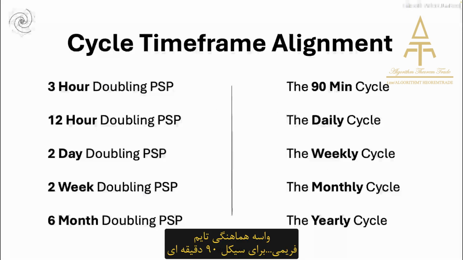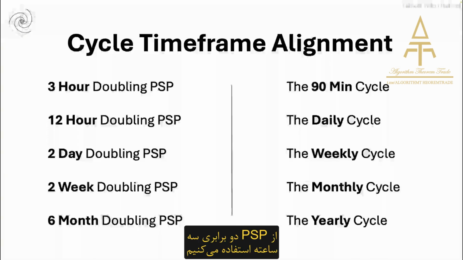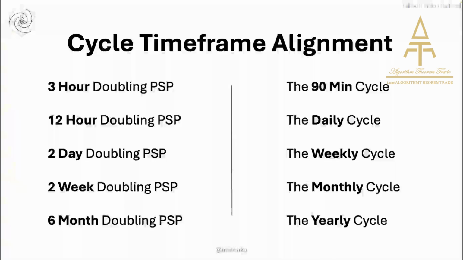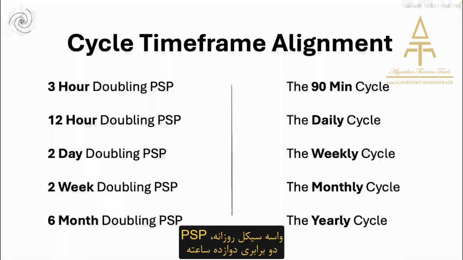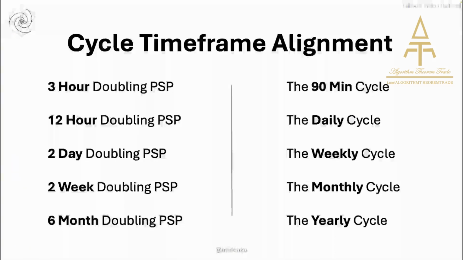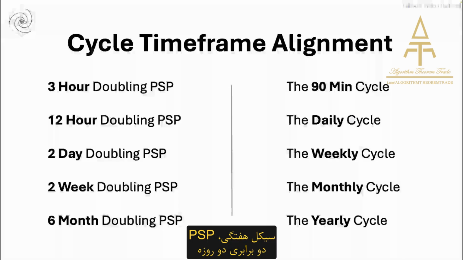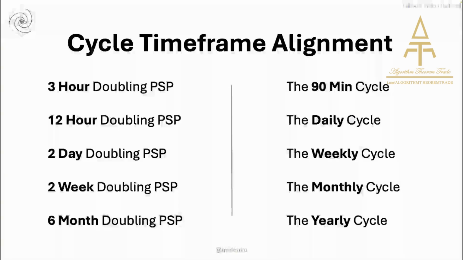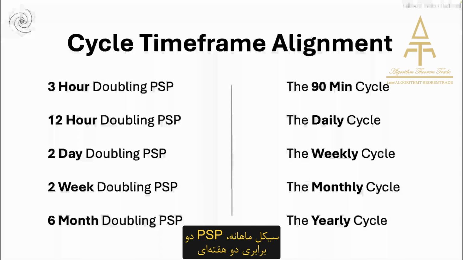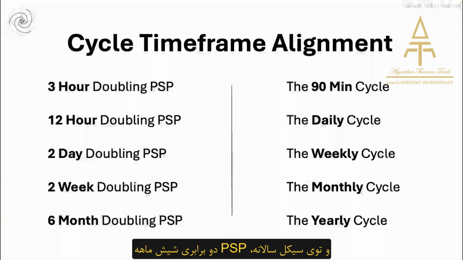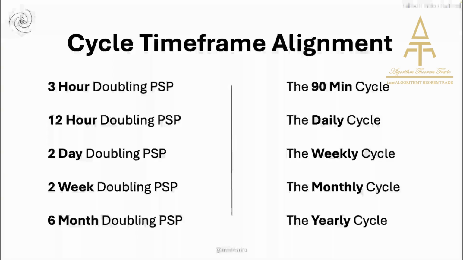The cycle timeframe alignment for the 90-minute cycle will be using a 3-hour doubling PSP, the daily cycle a 12-hour doubling PSP, the weekly cycle a 2-day doubling PSP, the monthly cycle a 2-week doubling PSP, and the yearly cycle a 6-month doubling PSP.